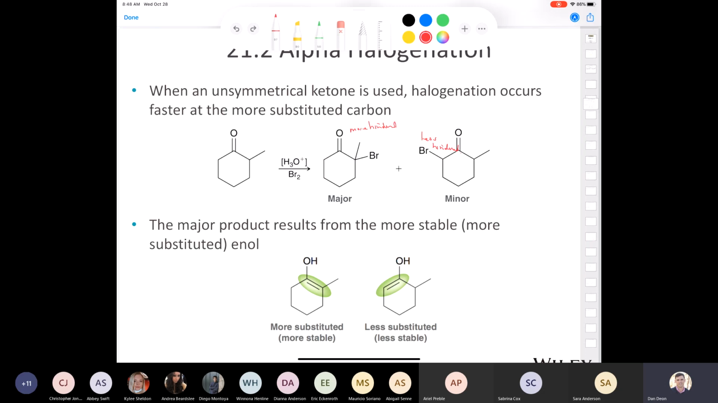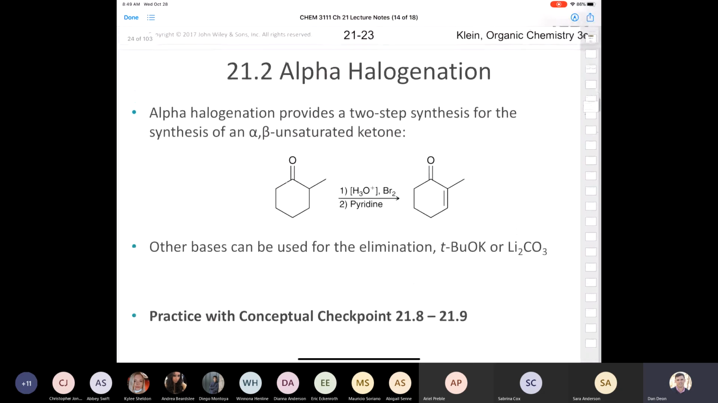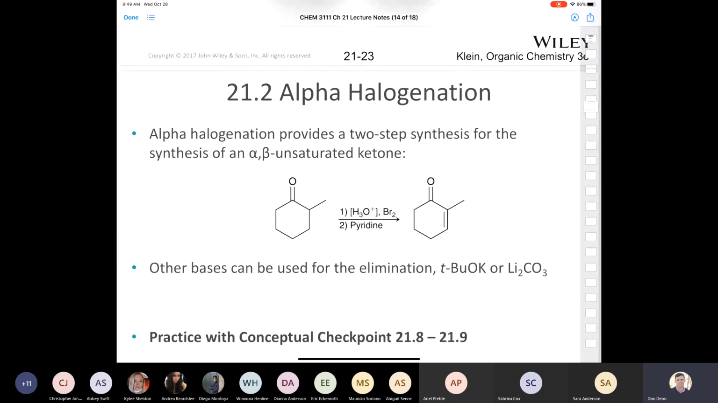Okay, so that's our first new reaction. Okay, reaction number 1 is the treatment of an aldehyde or ketone, something with alpha protons, and we treat it with a catalytic amount of acid and bromine, and we get alpha halogenation, and then we just looked at the regiochemical considerations of that reaction. Well, if you're wondering, what the heck can I do with that alpha halo intermediate? Well, alpha halogenation provides a 2-step synthesis of an alpha beta unsaturated ketone.